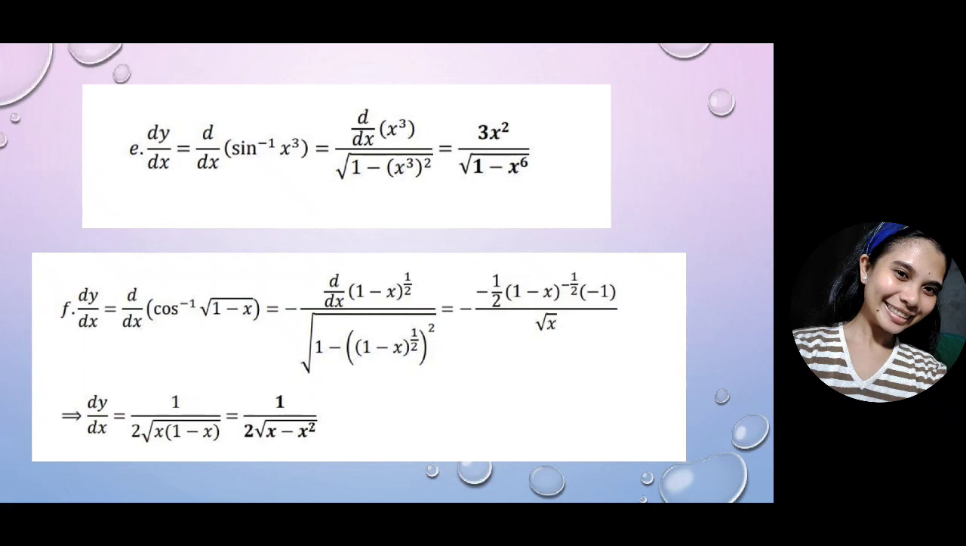Then we multiply the negative x by the negative 1 half. We bring down the 2 as our denominator and the 1 remains. Then we bring down the 1 minus x since the 1 half is negative. So now we have 1 over 2 square root of x times the quantity 1 minus x. Then we distribute the square root of x to the quantity 1 minus x, so we have 1 over 2 square root of x minus x squared.